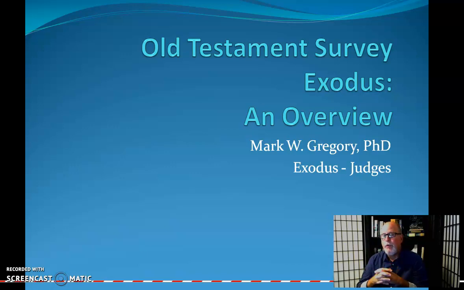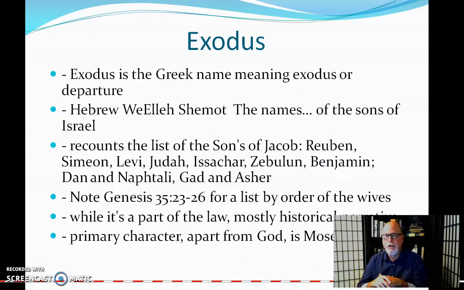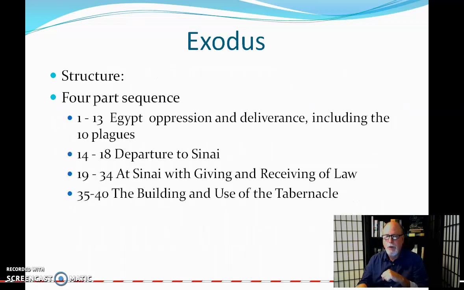So today we're going to be focusing on Exodus in particular. We have just completed a work on Genesis, so that prepares us for what's going to happen in Exodus. Exodus is the Greek name, meaning literally exodus or departure. That seems self-evident. But in the Hebrew, it's Wa'elah Shemot. These are the names of the sons of Israel. And so there's the recounting of the list of the names that are found here. And you'll see some other information that I've given you on the slide.